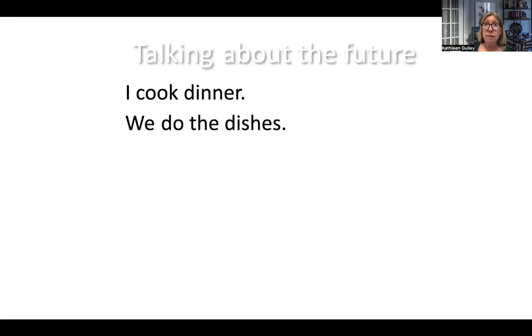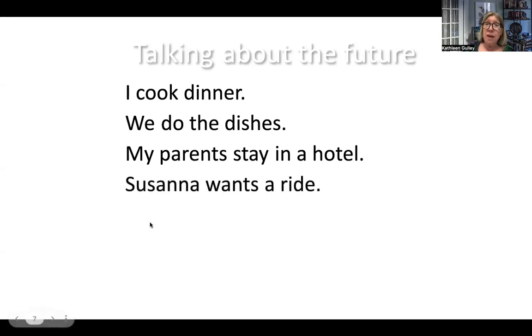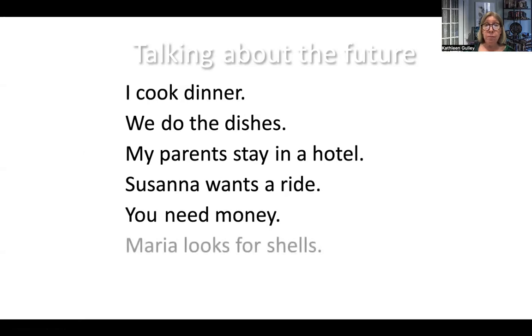We do the dishes. We will do the dishes. My parents stay in a hotel. My parents will stay in a hotel. Susanna wants a ride. Susanna will want a ride, and we lose that S. You need money. You will need money.